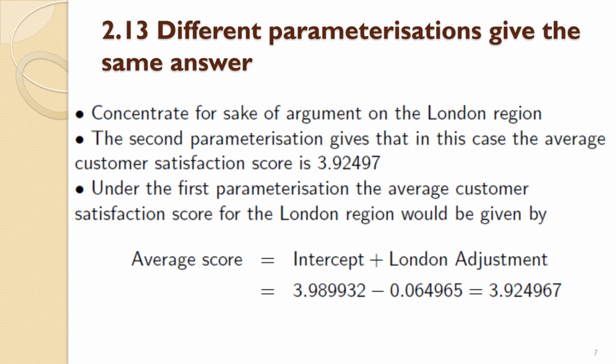In this case, what is happening under the first parameterization is that because this minus 0.064965 parameter estimate is negative and statistically significant, this does reflect in this case that the average London score is lower than the benchmark score.